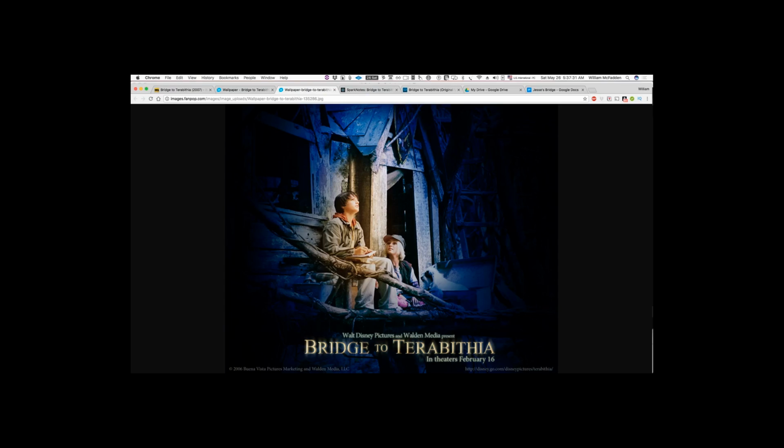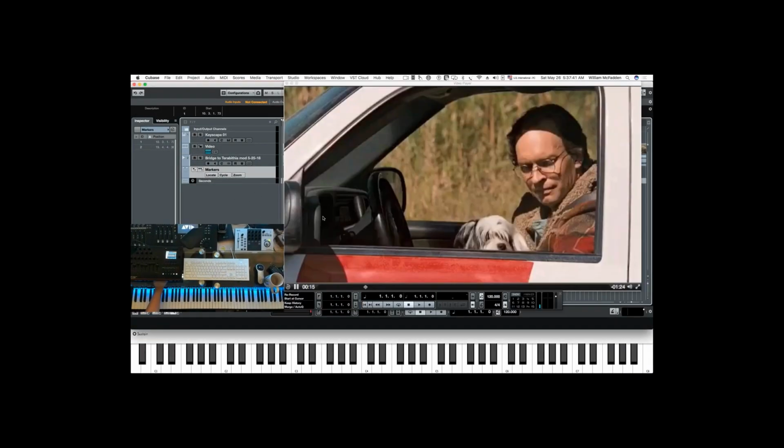Of the movie Bridge to Terabithia, by Aaron Zigman. So we'll go through the chord analysis, some of the modulation changes, and the melody.